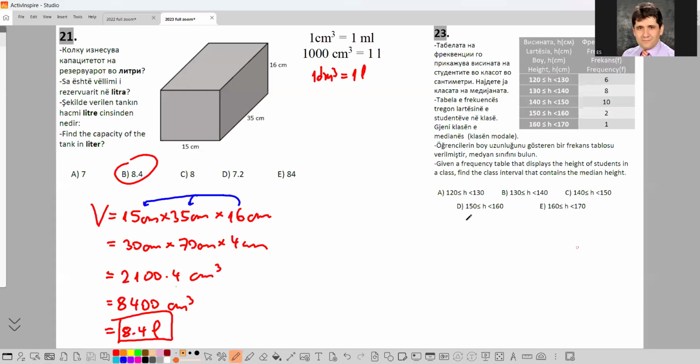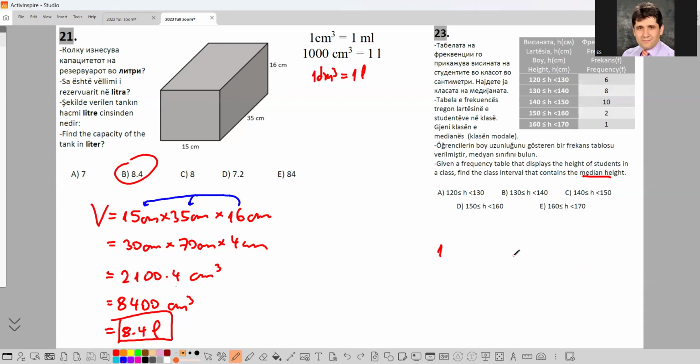Now, 23rd one: given the frequency table that displays the heights of the students in a class, find the interval that contains the median height. What was the median height? If you have some data points, let's say some students are 121, 125, 132, 153, 143, and 151. And the median height is the middle value, right? So that is the middle value. That is when you have the data points all given, right?